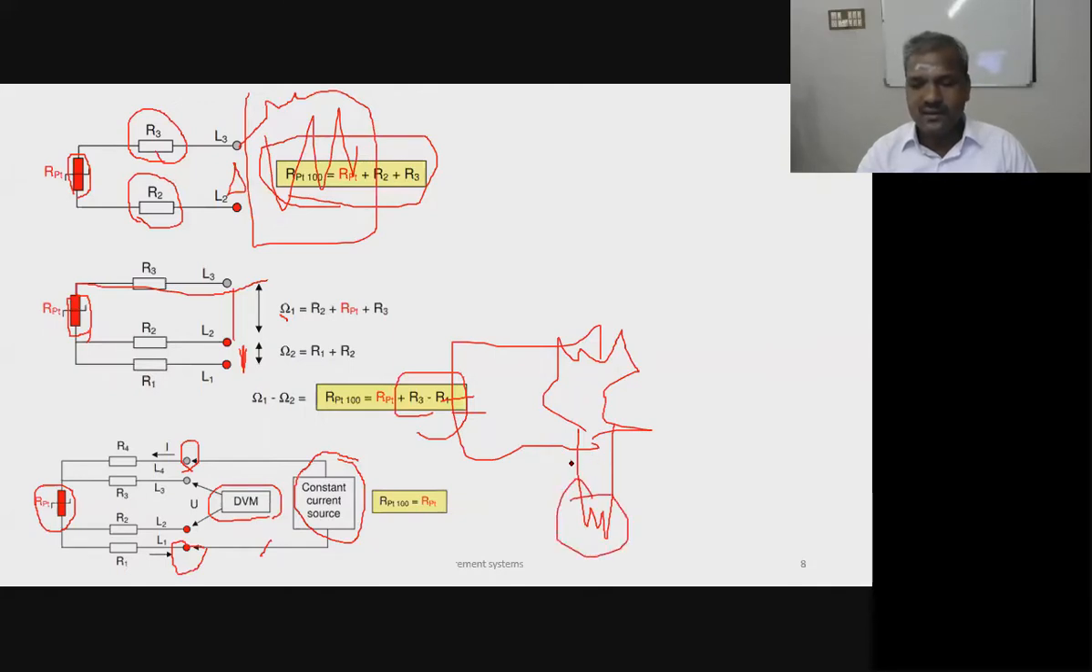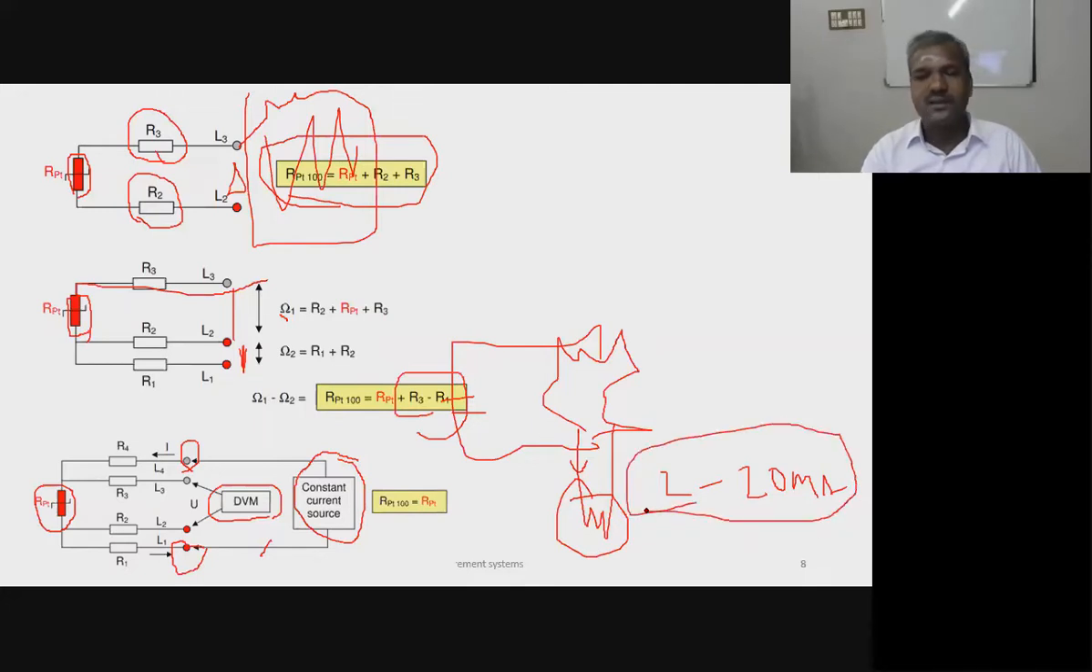Through the RTD, normally 2 to 20 milliampere current is flowing. Because of this current flowing through the RTD element, there is a heat loss, as when we pass current through metals. That loss is called I square R loss. That I square R loss is due to the current flowing through the RTD element. That error is called self-heating error.